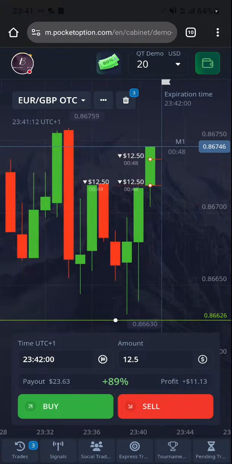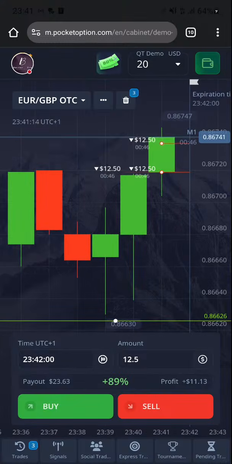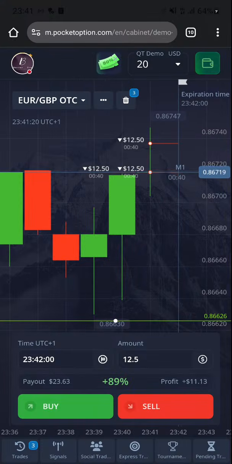Okay, I was expecting the sellers to come here, and we have a gap up on a round number. You understand? So I'm expecting sellers to give us a green candle. So let's see how that goes.